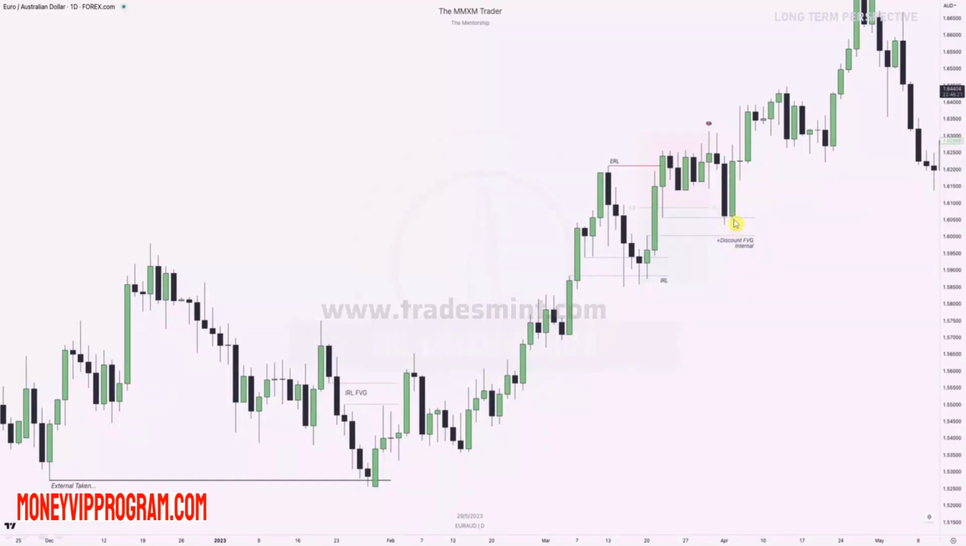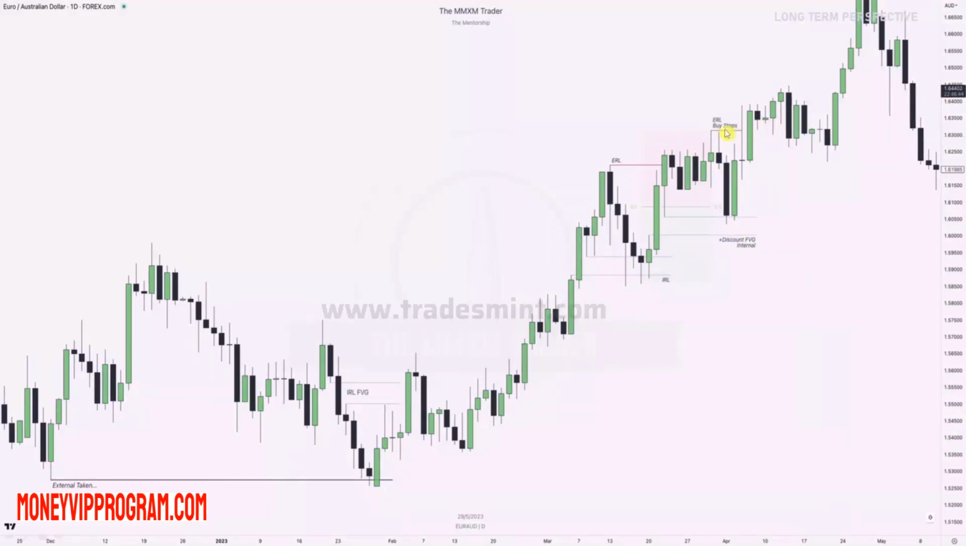Discount fair value gap has been hit. Now where do we go? External once again, right? So from down here all the way to up here, it is all it is doing. It's going from external to internal, back to internal, back to external, right?